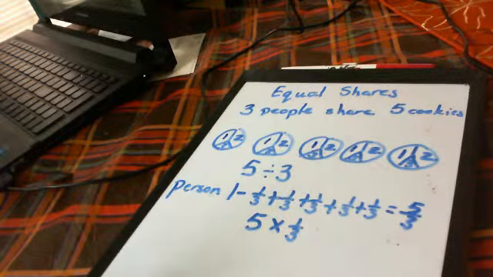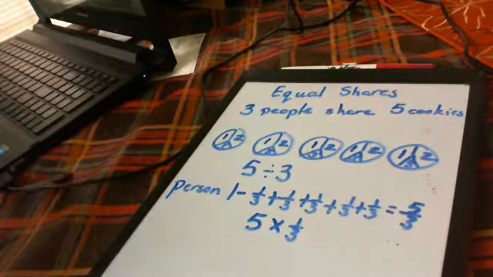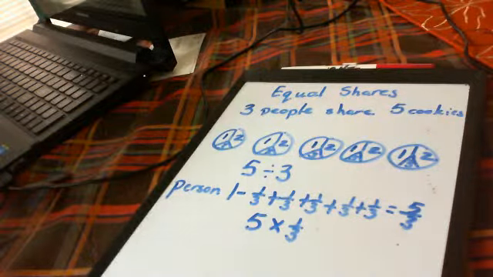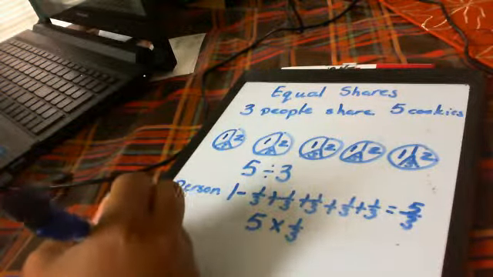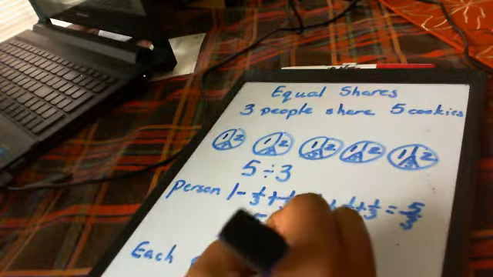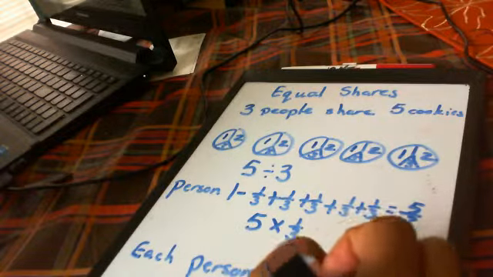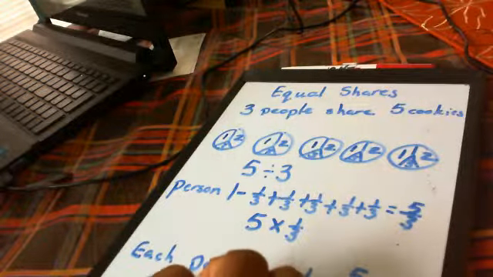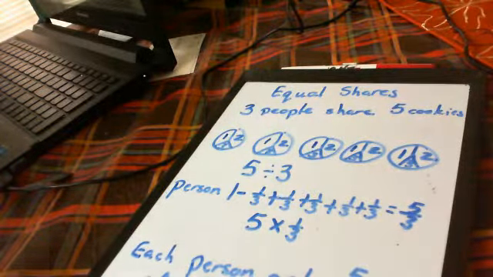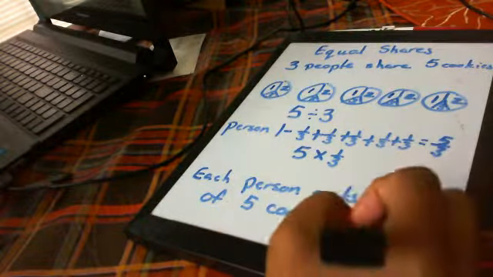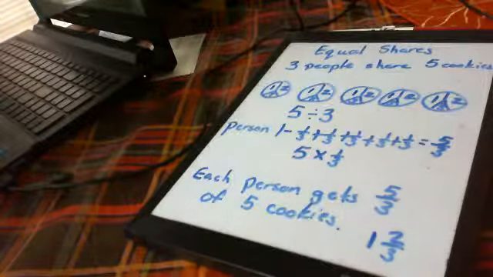And so person 2 would get 5/3, and person 3 would get 5/3. So each person gets 5/3 of the 5 cookies. And if we were to change that into a mixed number, we would get 1 2/3 pieces of cookie.